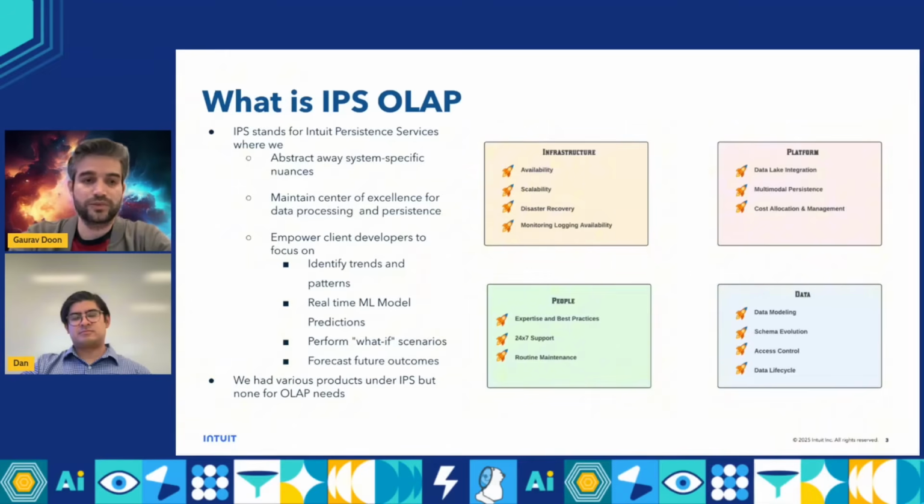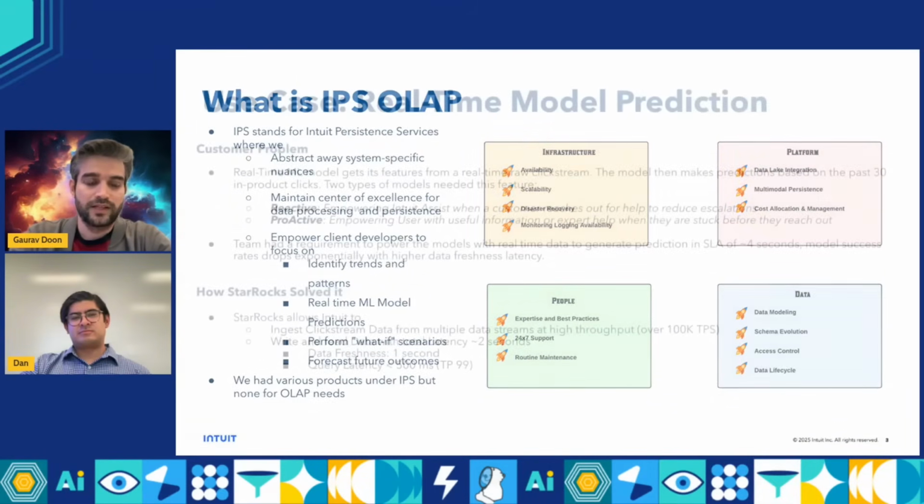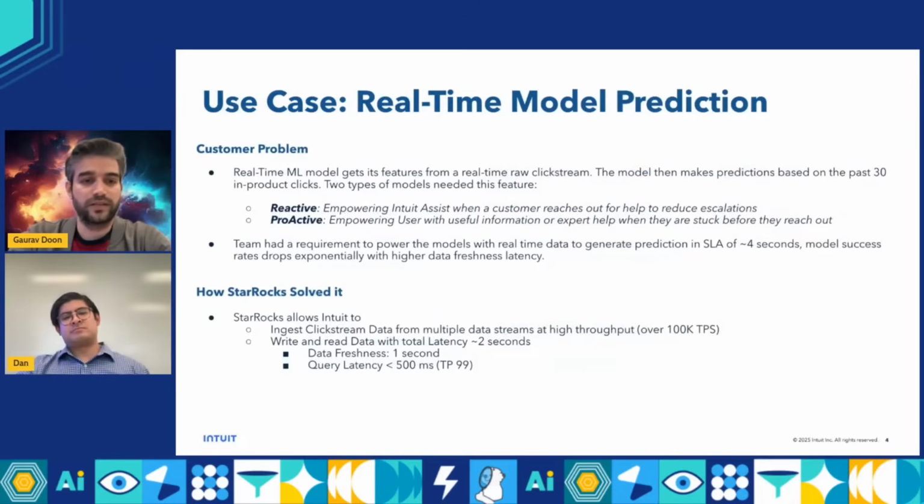Last but not the least, and the most important, is the people. Since we said that we abstract away system level nuances from the end users, we provide them with the expertise from our side and built-in expertise into the platform as well, so that it's easier for them to adopt a new technology. We have 24/7 support, and of course we work with the vendor on ensuring that everything is working seamlessly without them having to worry about the system. So that is IPS OLAP, what our team does.